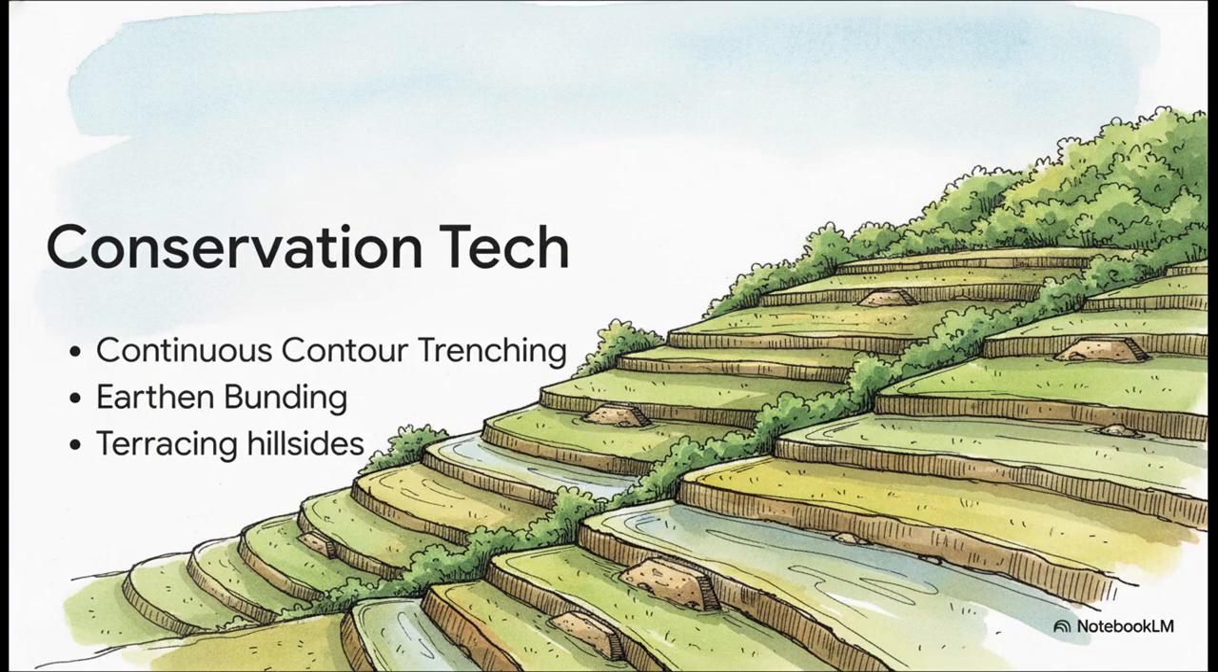Humans have actually developed some incredibly clever conservation techniques to fight back and slow these natural erosive forces down. For instance, we use continuous contour trenching, that's digging trenches along the natural flowing curves of a hill to catch and hold rainwater so it actually soaks in, rather than just washing all the soil away. We build earth bunding, which are basically these small embankments that slow down surface water runoff. And we use terracing, which is literally cutting hillsides into level staircase-like steps to prevent catastrophic soil slip.